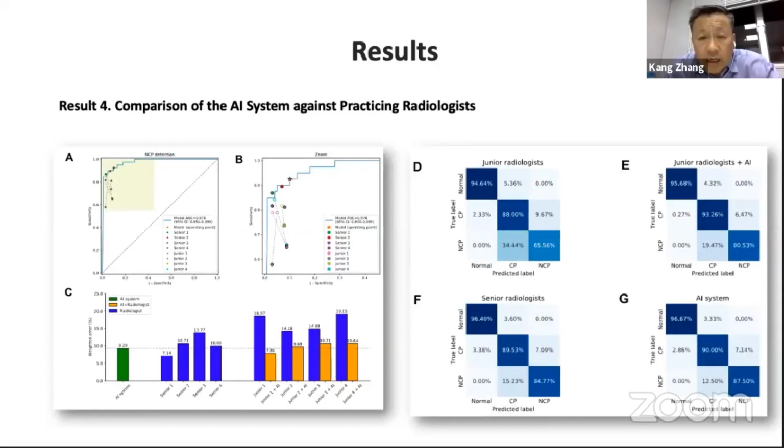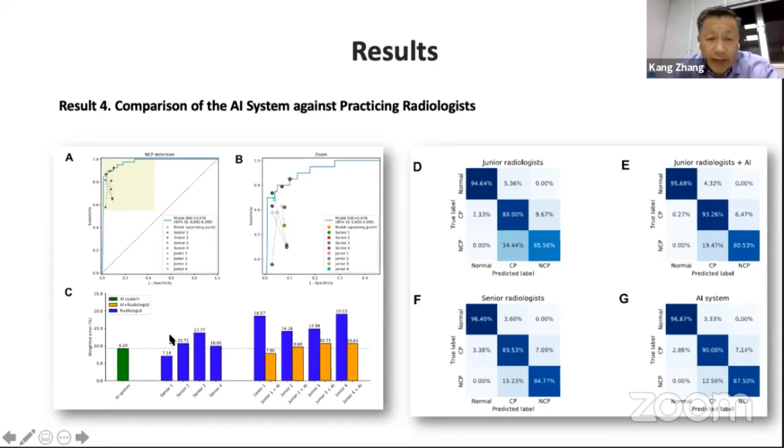Another reason for using an AI system is to see how it can assist our radiologists and ER physicians with the frontline diagnosis of COVID-19 pneumonia. In this case, what we show here is that by training with about 300,000 NCP and other pneumonia cases, it can achieve quite good diagnostic accuracy.